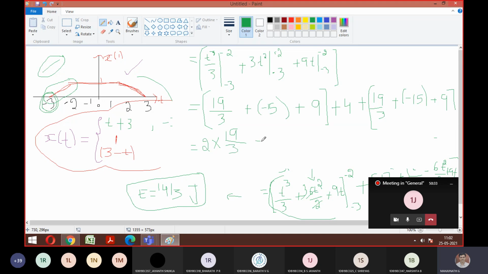Okay, so again plus 2 times you have minus 15 and 2 times you have 9, and 4 remains as it is. So 2 times into 9 plus 4. If you solve this, check out, are you going to get 14 by 3 as the answer?